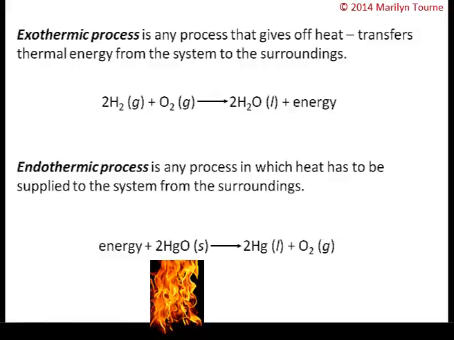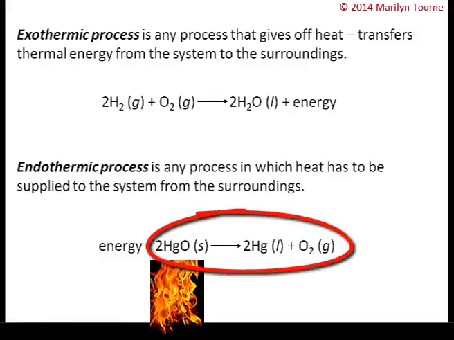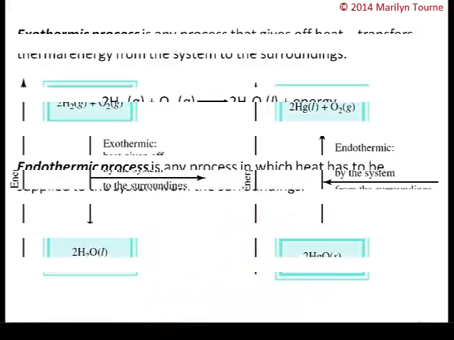In this process, the system here is of course your HgO and the mercury that you're getting as a product and the oxygen gas. But for that solid to decompose, you have to put in heat, you have to put in energy. So that's an endothermic process. You will be responsible for knowing the difference between exo and endothermic processes. Let's talk about this a little bit more.